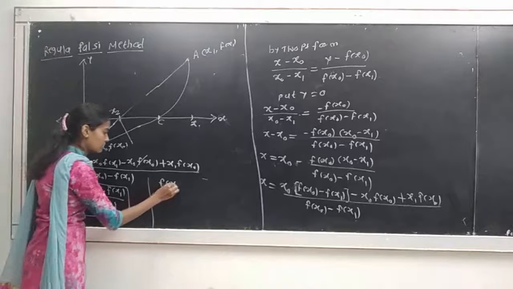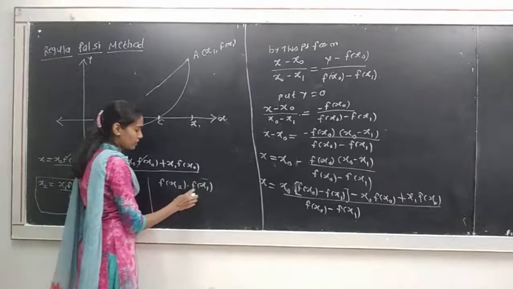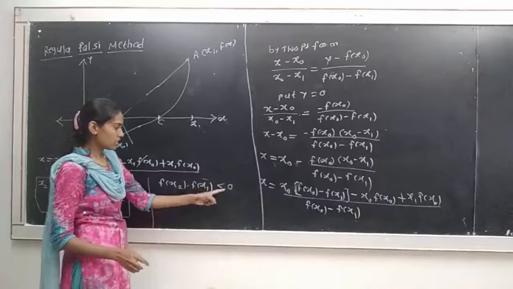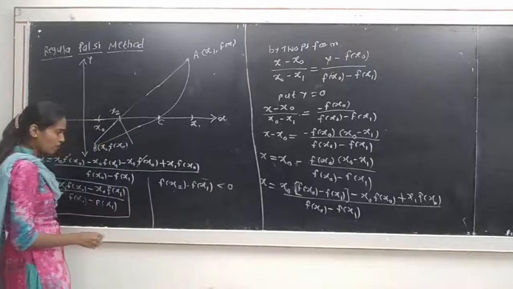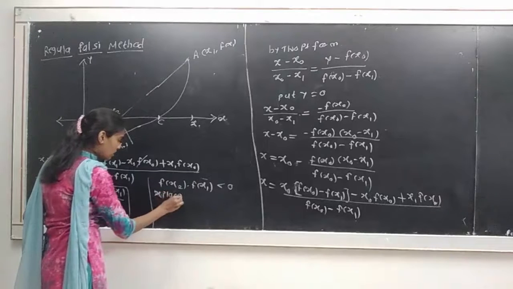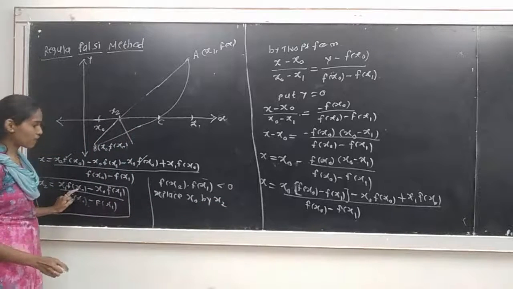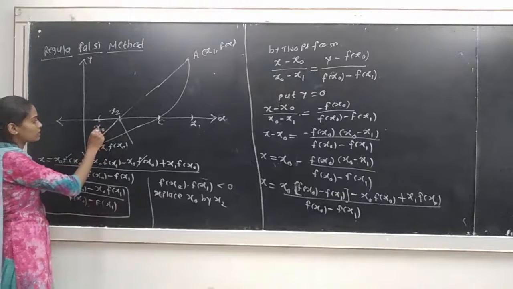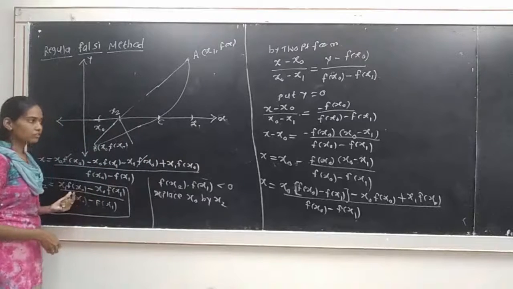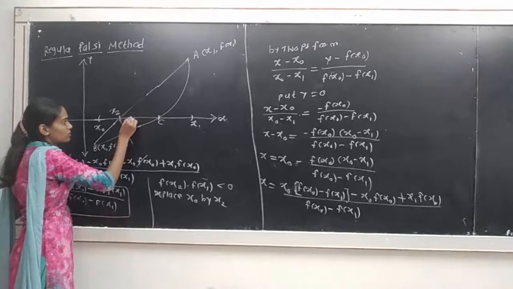Here f of x2 and f of x1, if the product f of x2 into f of x1 is less than 0, then in this formula we replace x0 by x2. If we replace this x0 by x2, then we get this interval x2 x1. For that we get the next approximation in this way.